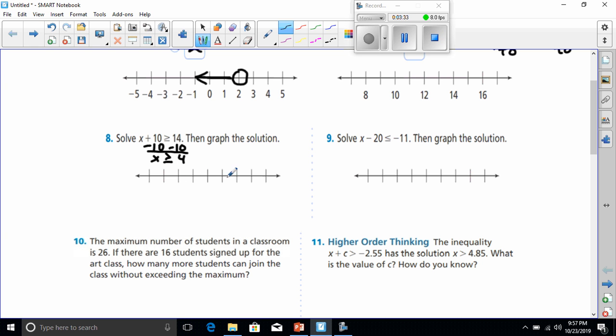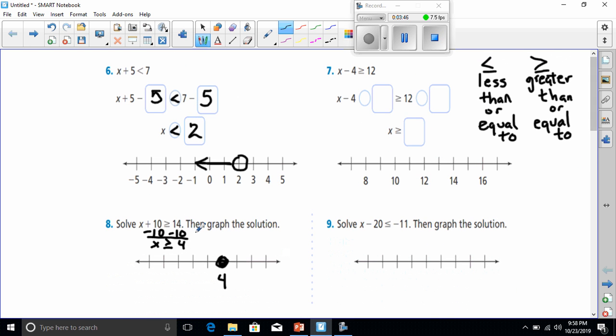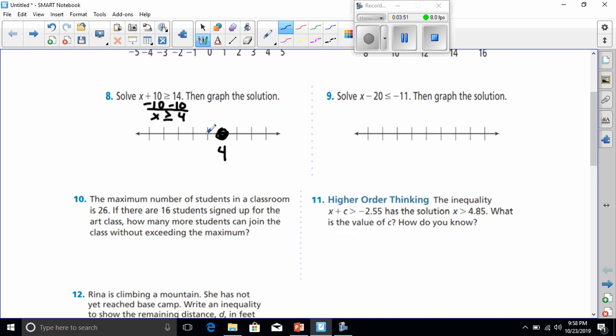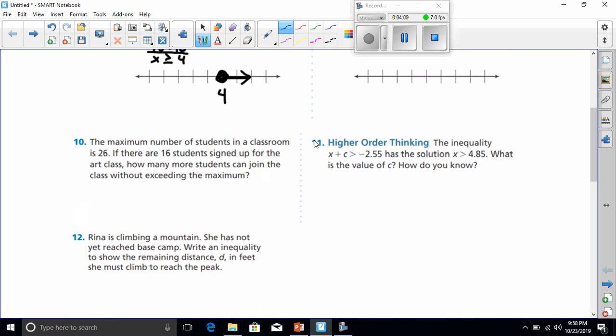Well, if I was to make a number line here, and let's just say I put 4 right here, this time I would have to shade in my dot, because this time, as we've seen before, it is greater than or equal to. And when it's equal to something, I shade in the circle, showing that it can also be 4. Now, since it's greater than 4, I'm going to go ahead and shade in my arrow to all the numbers that are greater than 4. All right, let's try number 10 now.